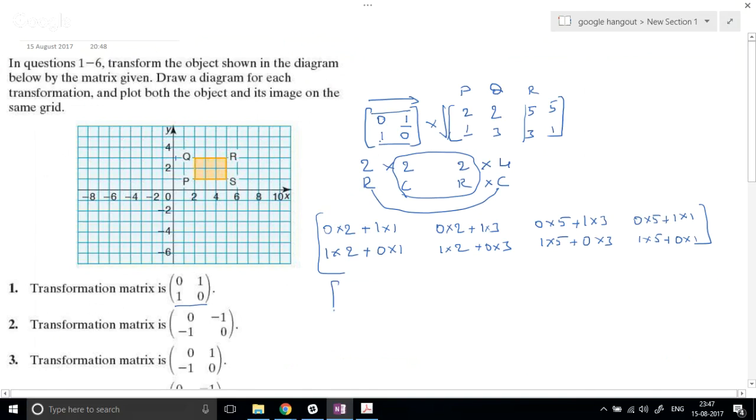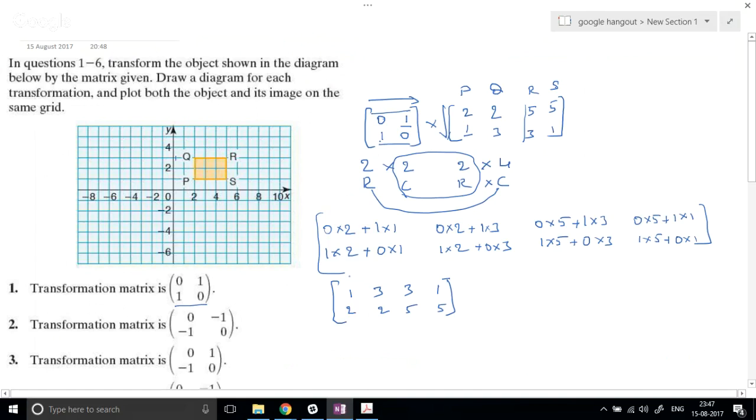Now let's get the answer. So 0 into 2 is 0, 1 into 1 is 1. So 1 into 2 is 2, 0 into this is 0. Next, 0 into 2 is 0, 1 into 3 is 3. 1 into 2, 2, and this is gone. 0 into 5 is 0, 1 into 3 is 3. Then 1 into 5 will be 5. This part will be 0. 0 into 5 is 0, 1 into 1 is 1. Then 1 into 5 is 5. So if you observe, it is all interchanged. The row becomes column, column becomes row.